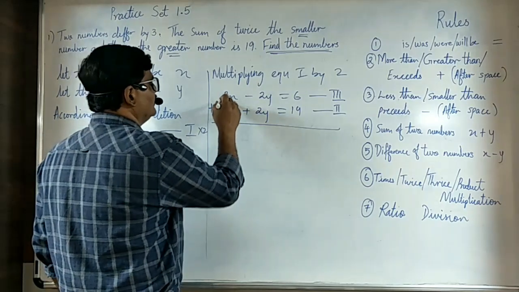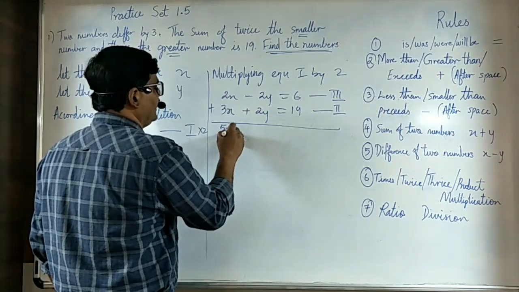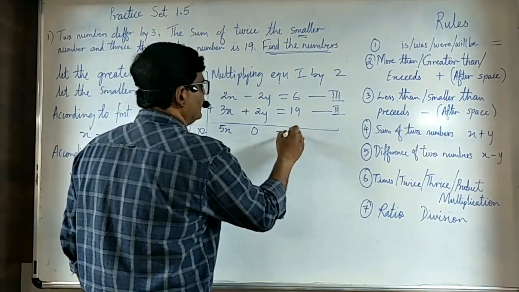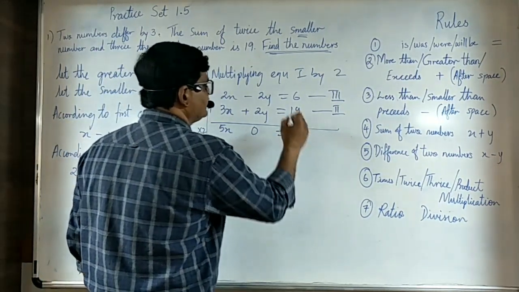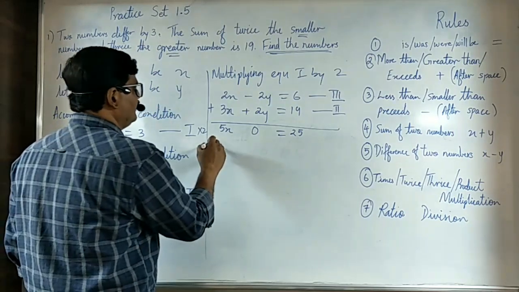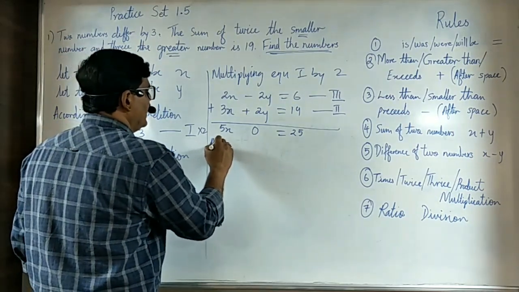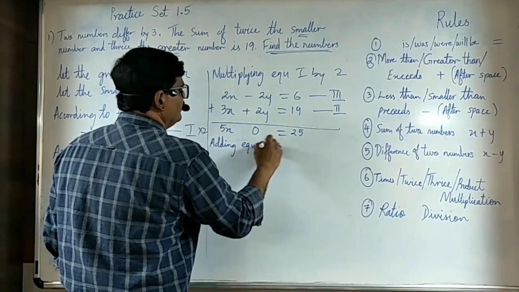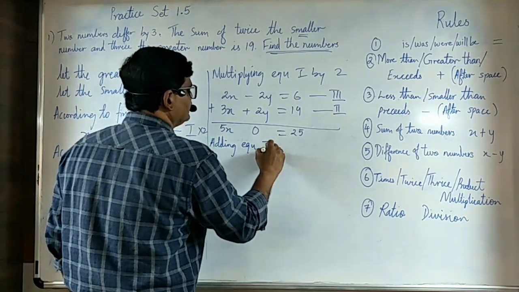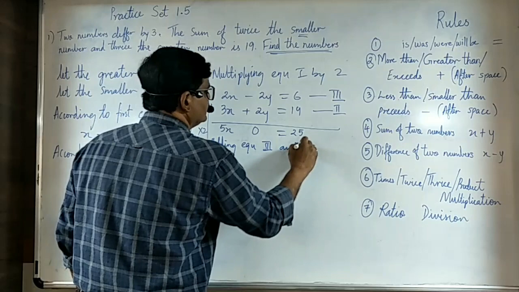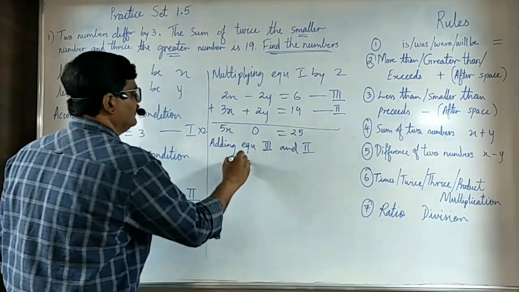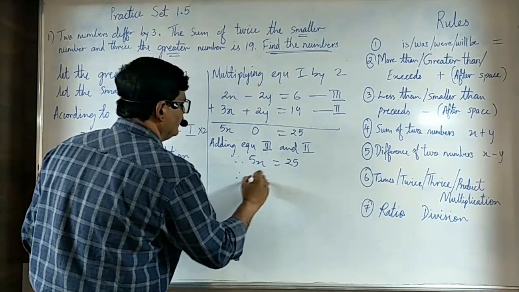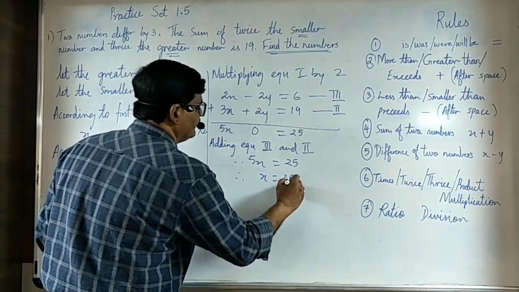So in this case I'll be getting 2x plus 3x is 5x, here will be 0, and you'll be getting 6 plus 19 is 25. Therefore what I did over here is adding equation number 3 and 2. So therefore I got 5x is equal to 25. Therefore x is equal to 25 upon 5.